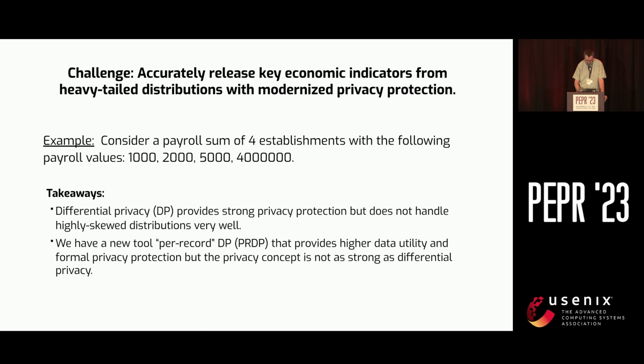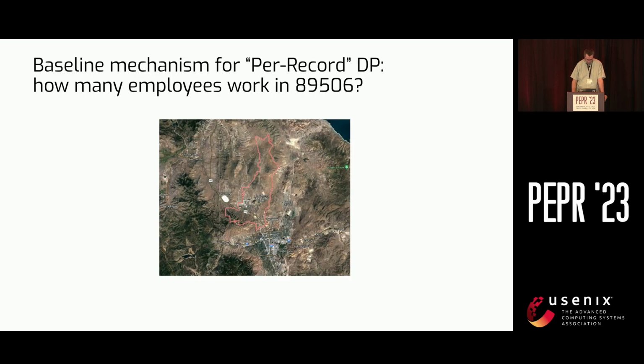So we have a new interesting technique to handle this that gives us high data utility with this formal privacy protection, but it does come at a cost. It's definitely a relaxation of the usual notion of differential privacy. And so I'll describe this relaxation through a baseline mechanism that we developed.